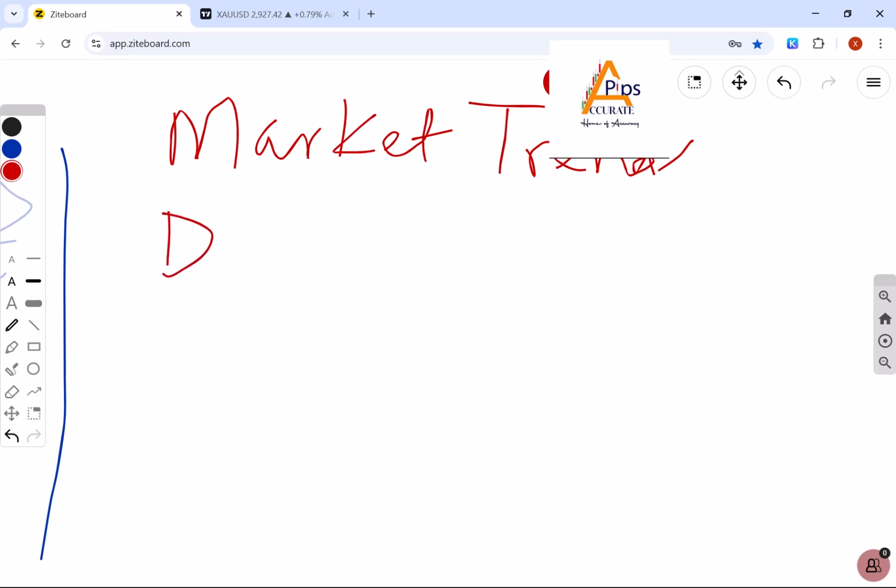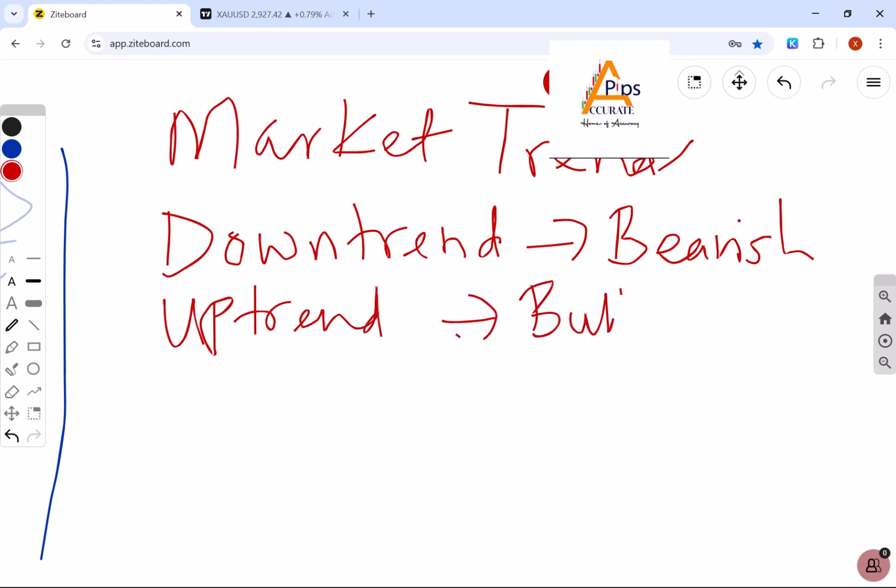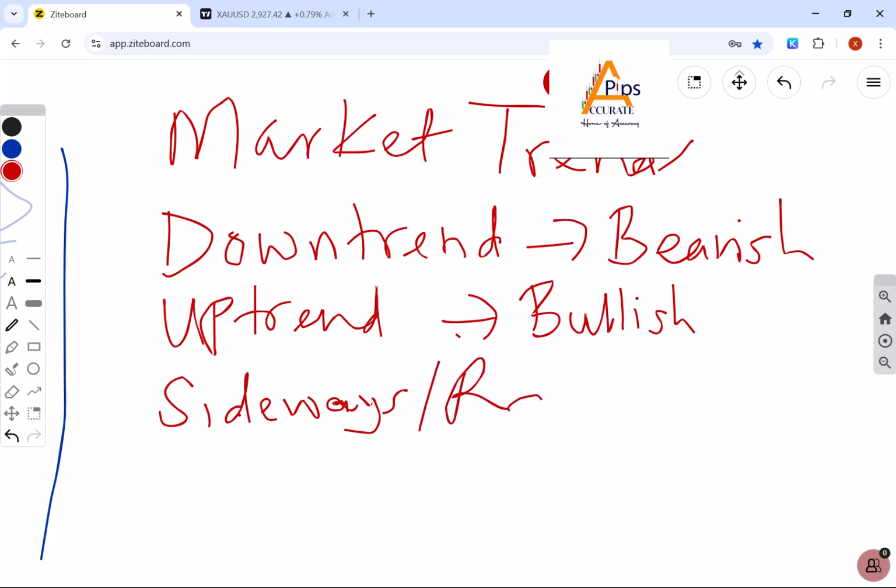We have the downtrend, also known as the bearish market or the bearish trend. We have the uptrend, also known as the bullish market or the bullish trend, or the upward trend or the downward trend for downtrend. Then we have the sideways. When we talk about the sideways, we also refer to it as the range market or the ranging market.